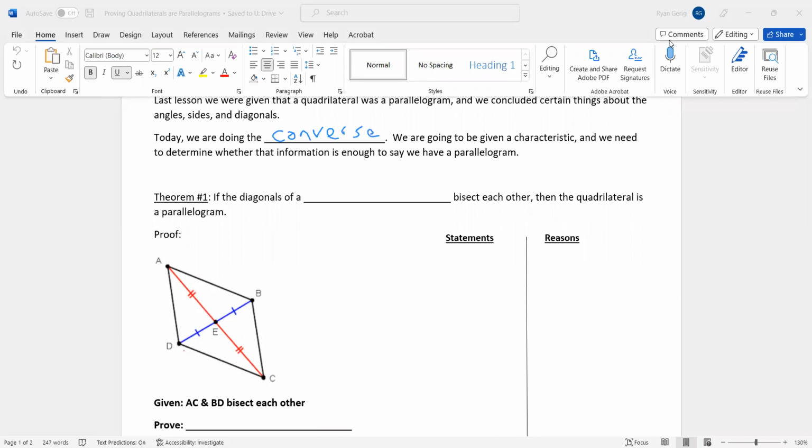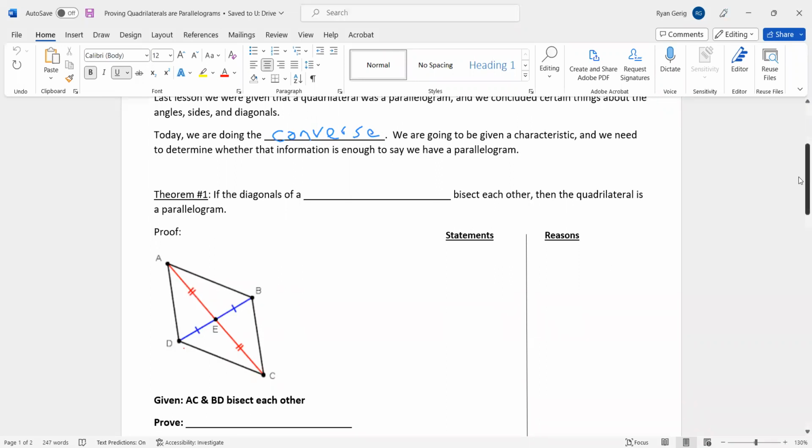We are going to be given a characteristic, and we need to determine whether that information is enough to say we have a parallelogram. So there's a few theorems that go with this. I'm only going to prove one of them, but then we will look at the other ones. So go ahead and get it set up here.